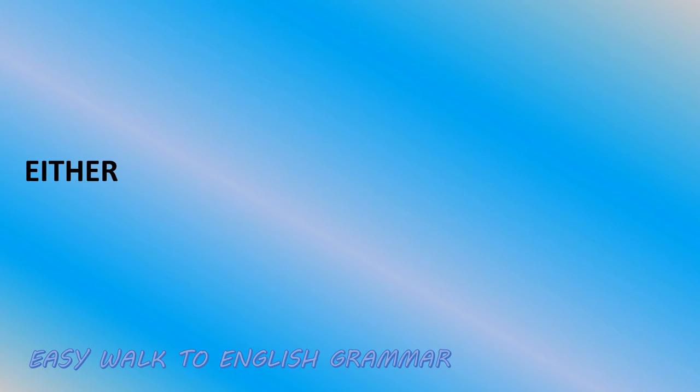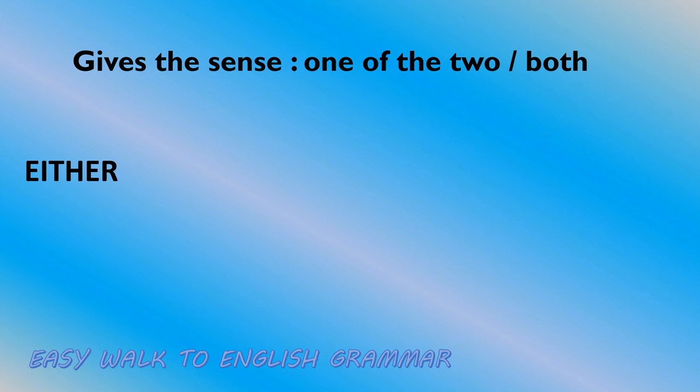Next, we are going to deal with either. Either gives us the sense of one of the two or both. This will be clearer with the example: either way leads to her home. The meaning of this sentence is that there are two ways and we can reach her home by using any of these ways.